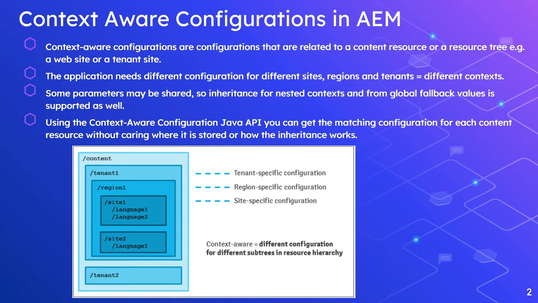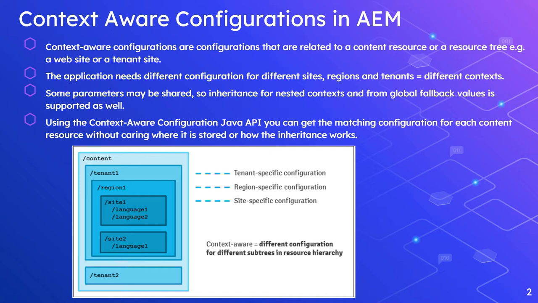The other one is now the context-aware configurations in AEM. Let us see what context-aware configurations are. Context-aware configurations are configurations that are related to a content resource or a resource tree, for example, a website or a tenant site. The application needs different configurations for different sites, regions and tenants, meaning different contexts. Some parameters may be shared also. So the inheritance for nested contexts and the global fallback values are supported.